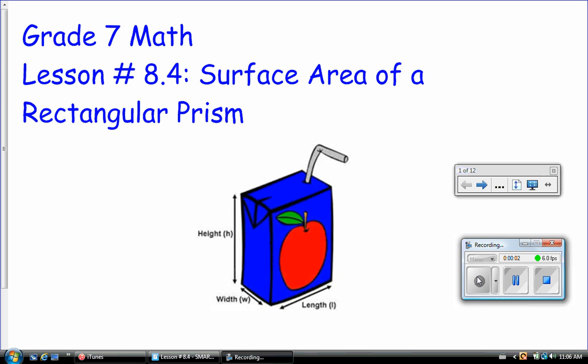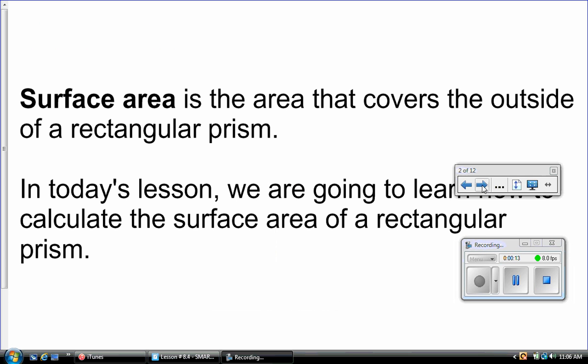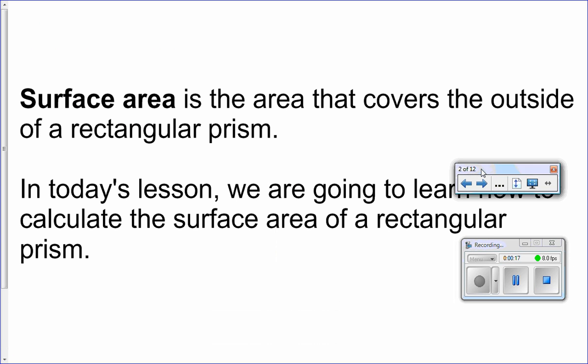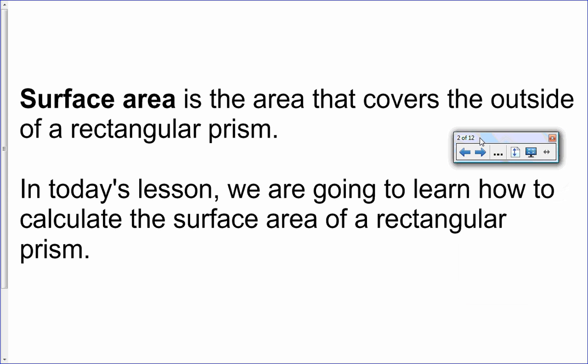Welcome back to Grade 7 Math, Lesson number 8.4, Surface Area of a Rectangular Prism. Surface area is the area that covers the outside of a rectangular prism. In today's lesson, we are going to learn how to calculate the surface area of a rectangular prism.